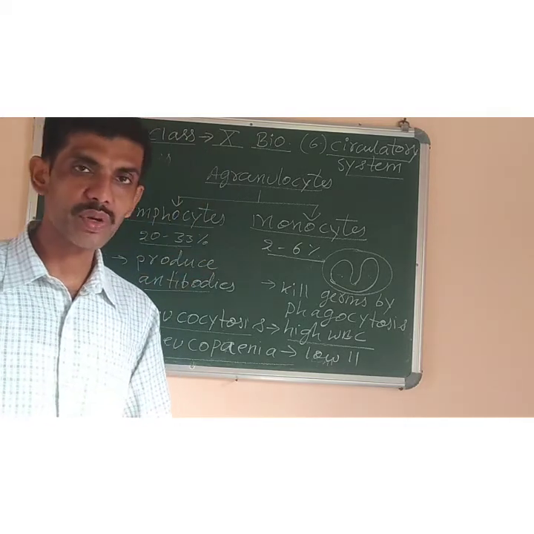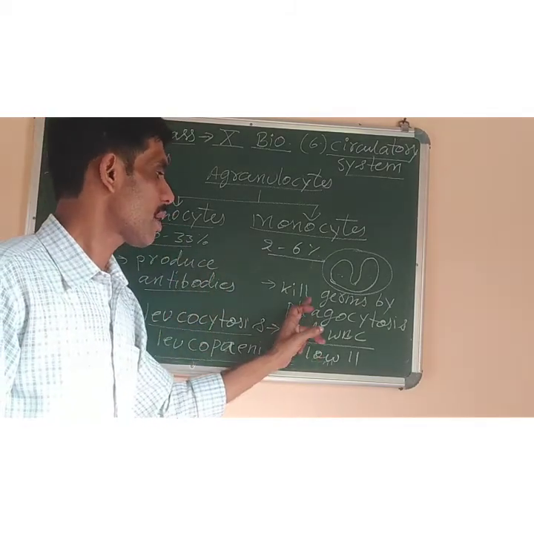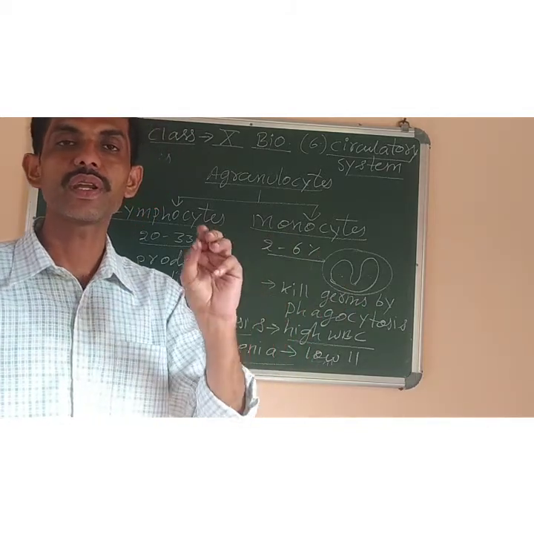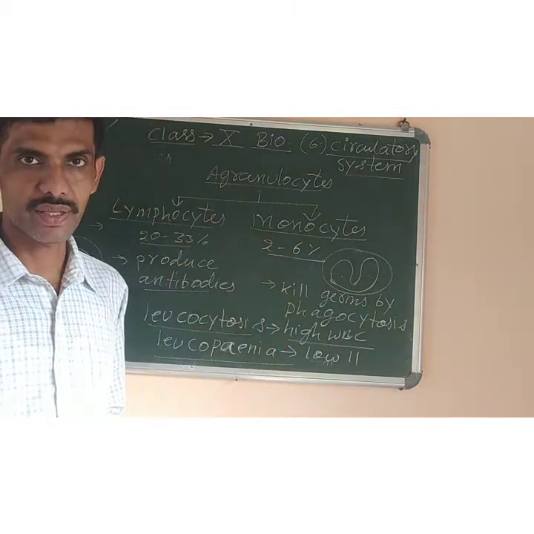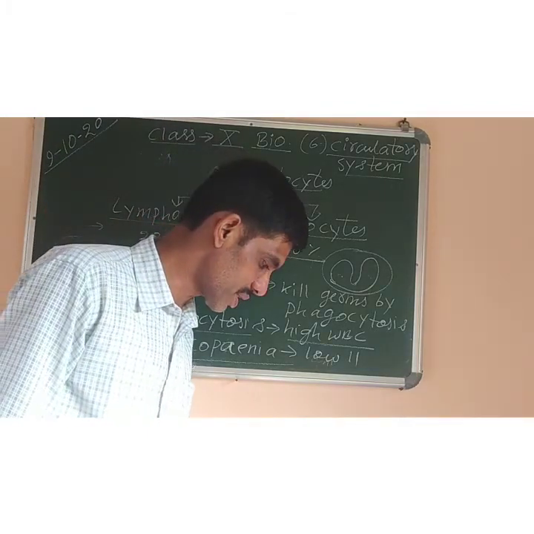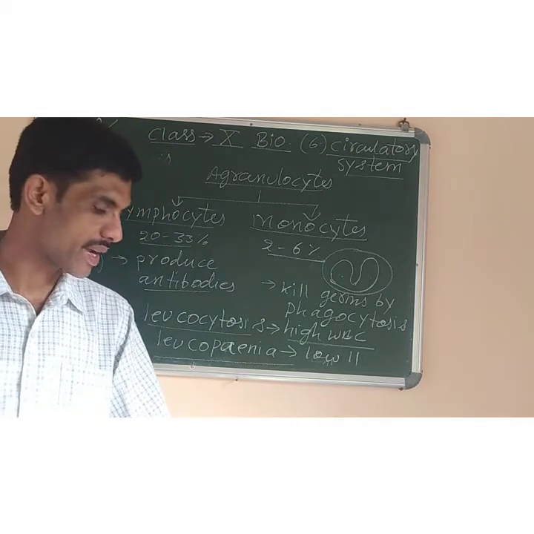Now, what is phagocytosis? Already I told you. Phagocytosis is the process by which the WBC takes in solid germs, that is bacteria, by ingesting them. That process is called phagocytosis. Okay? They engulf the pathogens, take them into the cytoplasm and digest them.